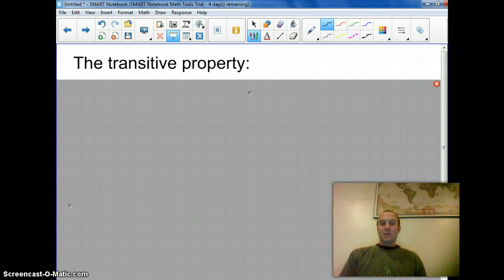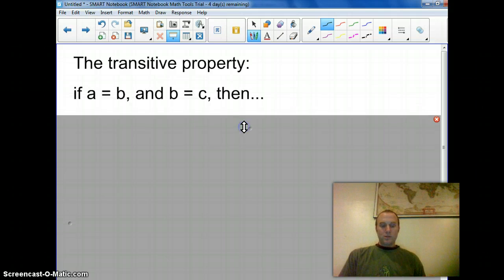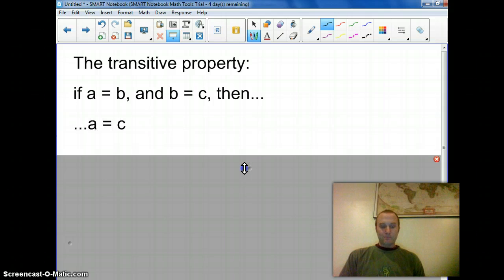And lastly of the properties is the transitive property. And the transitive property, which is quite important, says if A equals B and B equals C, then, and hopefully you can fill in the blanks there, A equals C.